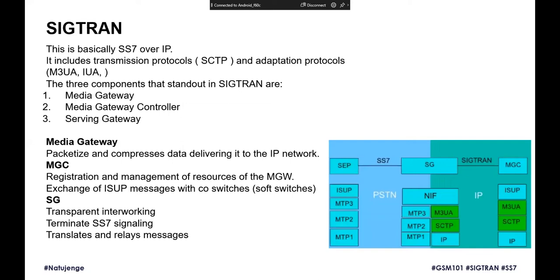Due to the evolution from circuit switched data to IP-based communications, there was a need to adapt SS7 to be able to offer services over the IP network. So basically, that's the function of SIGTRAN, which has various adaptation layers that, due to time, I'll not be able to go through.